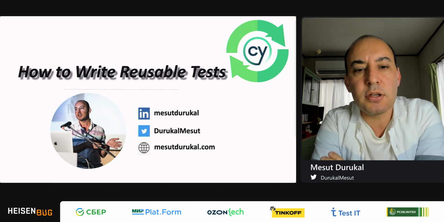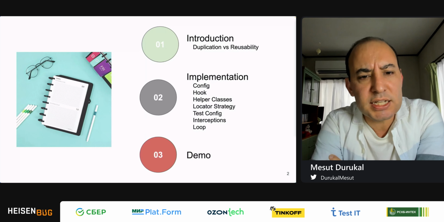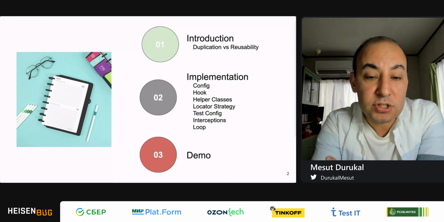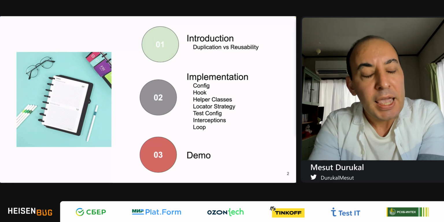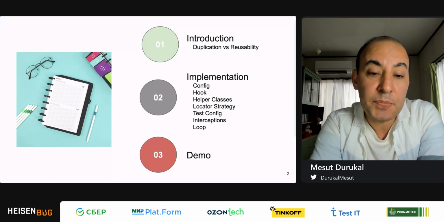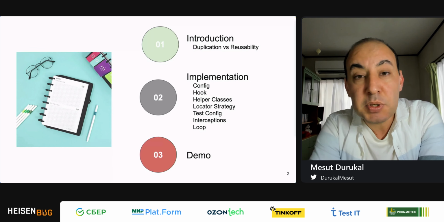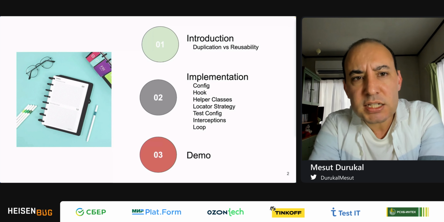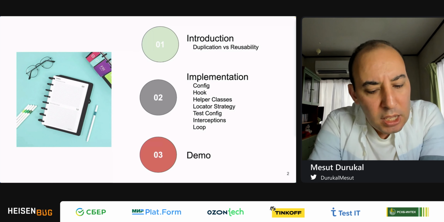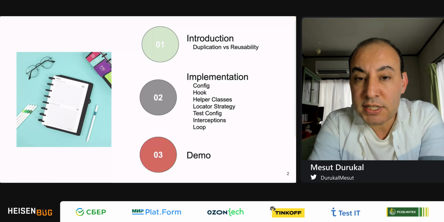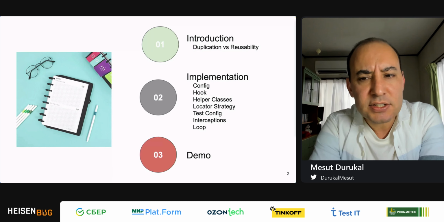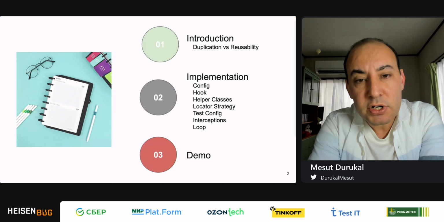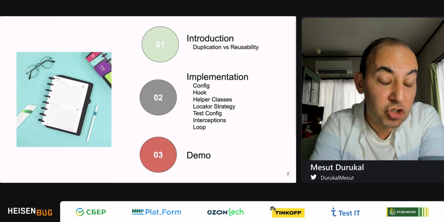But the flow of the talk will be like this. First of all, I will do an introduction and go a little deeper into duplication and reusability and the importance of them. Then in the second part, I will remind you of some key features and how we can implement them. These features are provided by most test automation frameworks, because whenever we develop our test automation environment, we can utilize different libraries or frameworks. Whichever you use, most of the time you will have these functionalities.